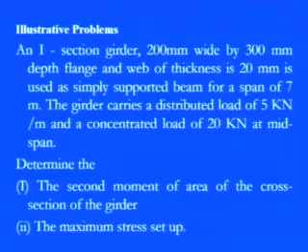So one is the UDL, in which 5 kilonewton per meter distributed load is there, and the other one is the concentrated load, or we can say the point load, that is 20 kilonewton at the mid span. So this is the configuration of the problem.